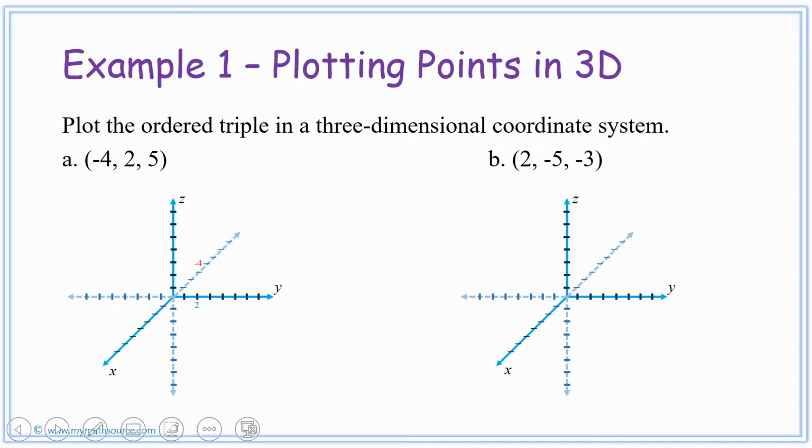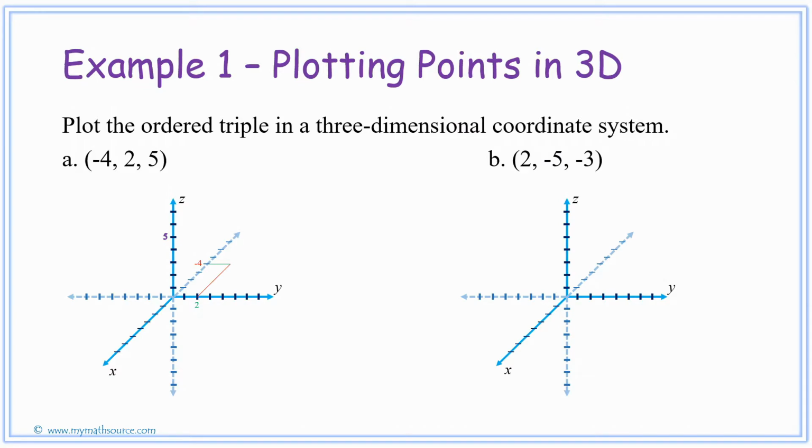And then lastly, the z-axis, which represents the vertical, would be 5 units up. Now that we know where those values are on each of these axes, what we want to do is match them up. So if we start with that -4 and the 2, just like we would with any other graph, we can match them up to there. But this is where it can be a little bit tricky for students, is bringing in the vertical.